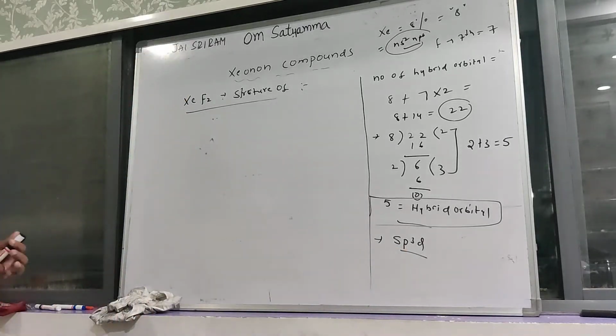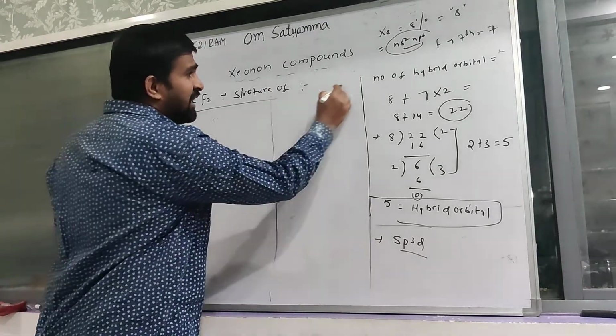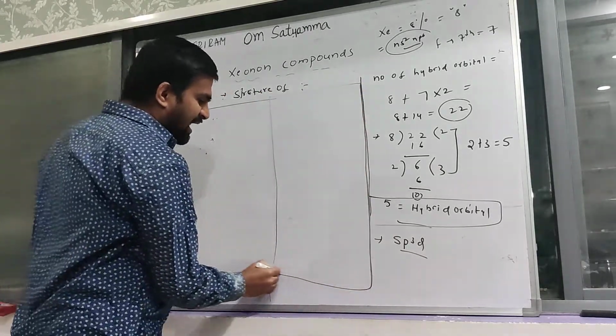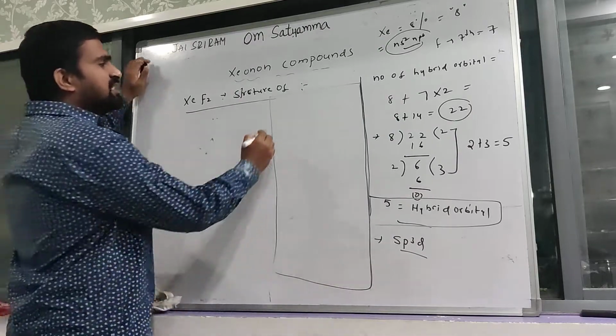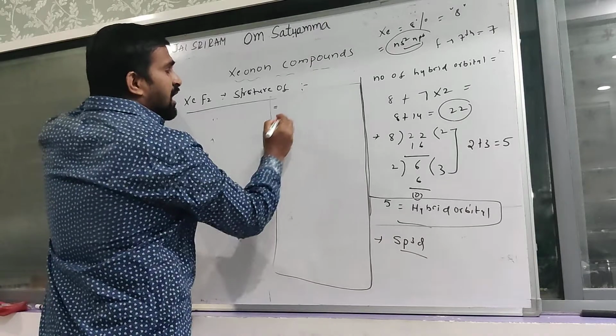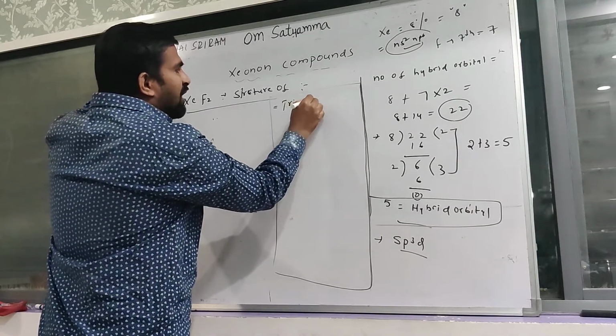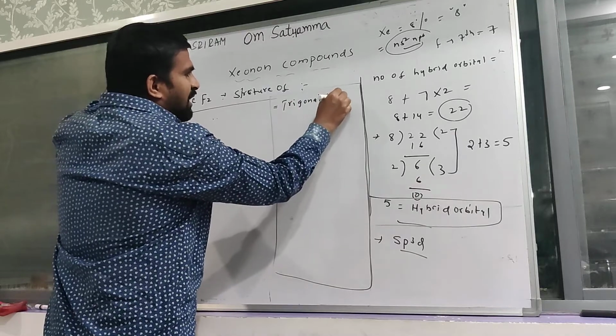Very, very important. Another factor is that if any central atom has sp3d hybridization, the structure of the compound is trigonal bipyramidal.